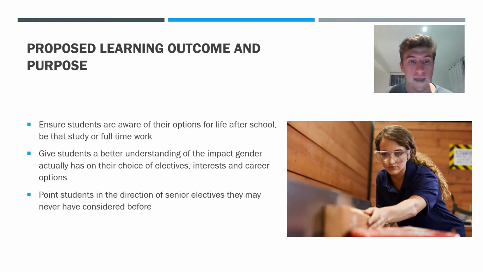My proposed DLA has a clear and concise proposed learning outcome and purpose. As previously mentioned, the main aim is to use the technology at our disposal to give our students the best possible opportunities for success. Doing this means setting them up as best as possible for their life after school and ensuring our pupils are aware of their options and opportunities leaving our college, be that study, an apprenticeship, or full-time work.